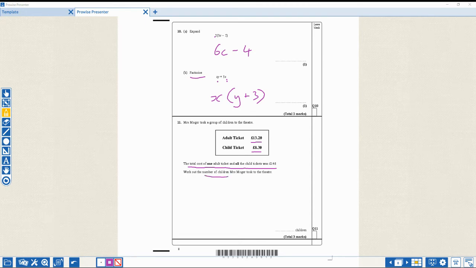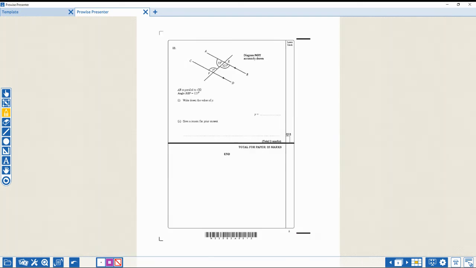So if we start with the total, which was 146, and if we subtract the adult ticket, which is £13.20, that gives us £132.80. And that is basically the cost of all the child tickets. So if we then take £132.80, and if we divide that by the cost of one child ticket, which is £8.30, that gives us the answer 16. So 16 children were taken to the theatre.